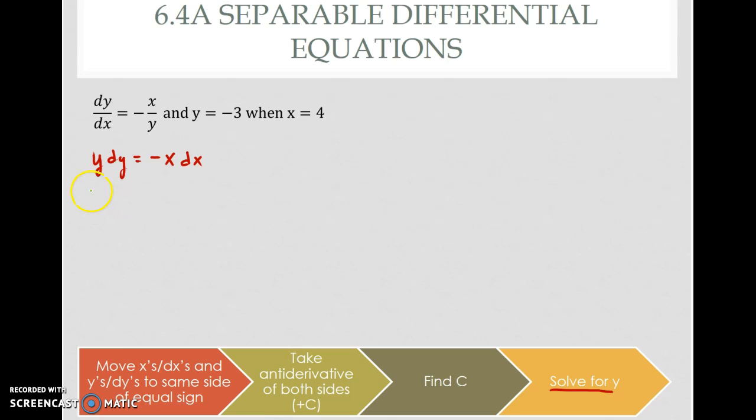Okay, now I'm going to take the integral of both sides. So I have y squared over 2 is equal to negative x squared over 2 plus c.